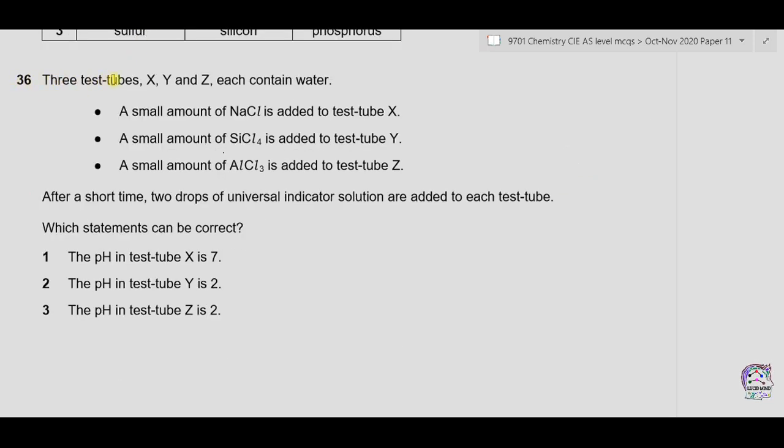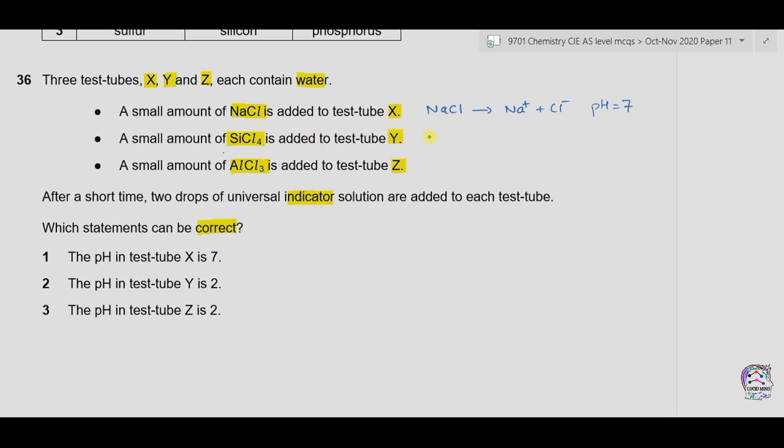Question 36. 3 test tubes X, Y and Z each contain water. A small amount of sodium chloride is added to test tube X. Silicon chloride is added to Y. Aluminum chloride is added to Z. After a short time, 2 drops of universal indicator solution are added. Which statement can be correct? Now we can see that sodium chloride is a neutral salt and it forms sodium ions and chloride ions. Therefore pH must be equal to 7.